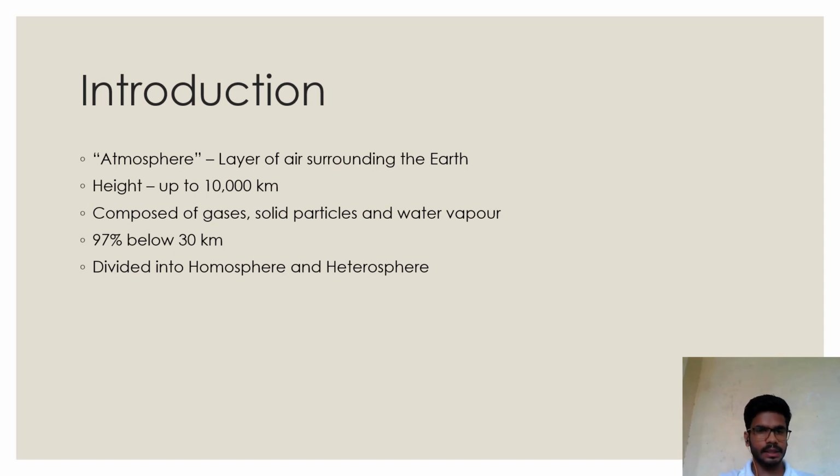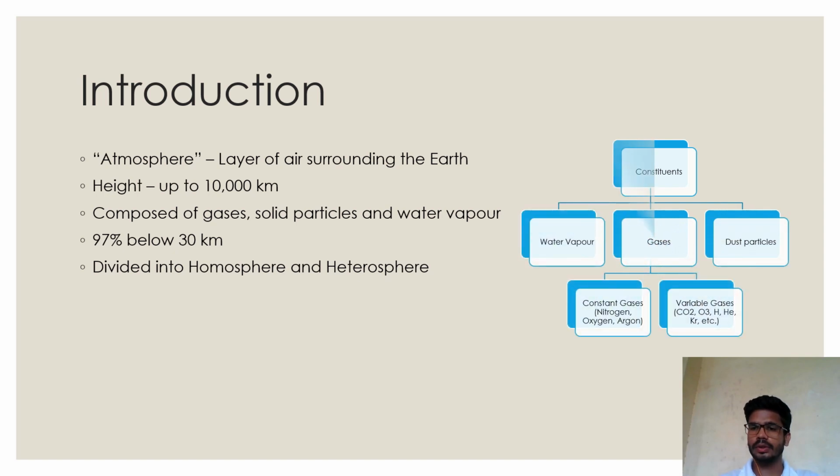In this layer, there is a change in chemical composition. Lighter elements would be at the outer space margin, and heavier elements would be towards the surface. The homosphere and heterosphere together make up the gaseous composition of the atmosphere. So these are the three principal components: water vapor, gases, and dust particles.